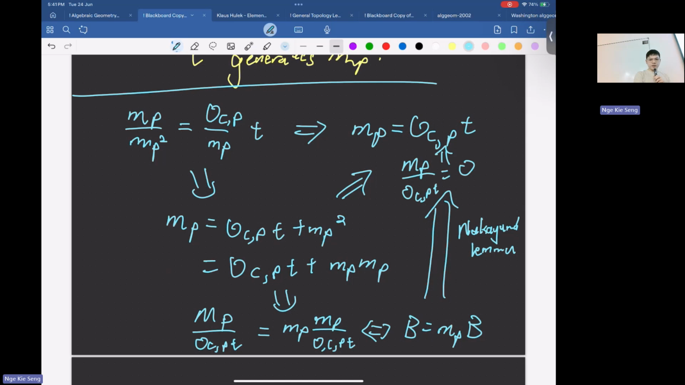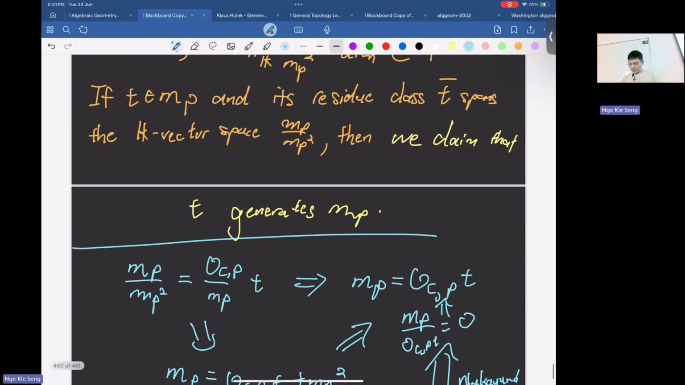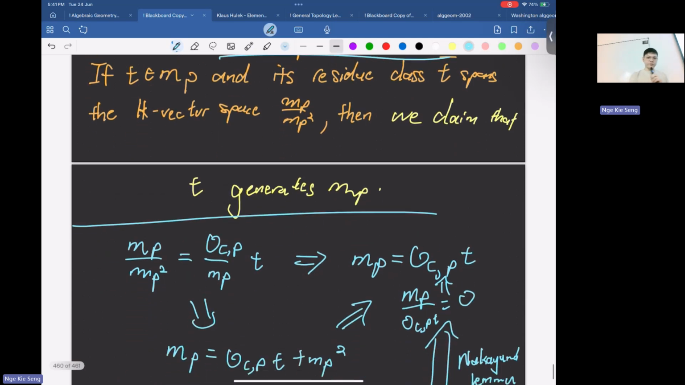I encourage you to write down the details, but I have a more general statement inside the notes. You can look for those. So we got this. We claim that T generates MP. So good, we know MP is generated by just one element here, guaranteed by this dimension here.